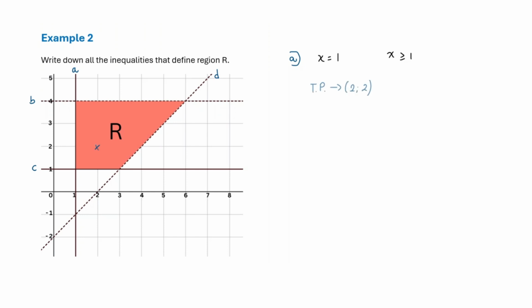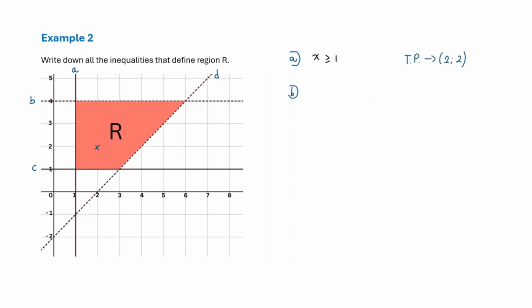Let's use the point 2, 2. We can use this same point to check all the inequalities in this example. Substitute x is equal to 2 into our inequality. We get 2 is greater than or equal to 1. This is true, so our direction is correct. The first inequality is x is greater than or equal to 1.